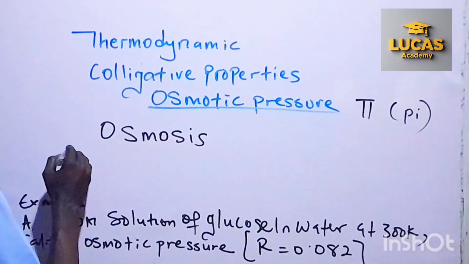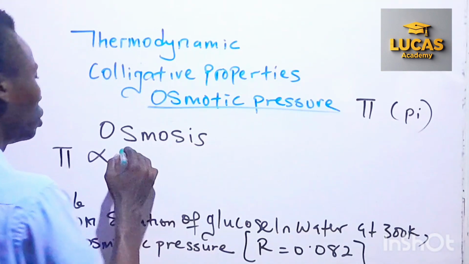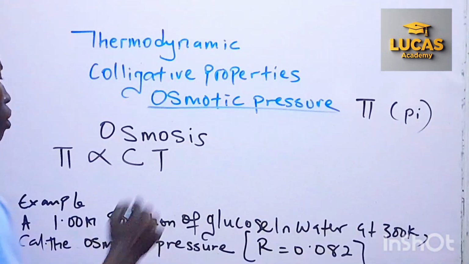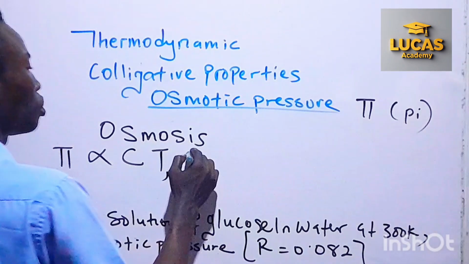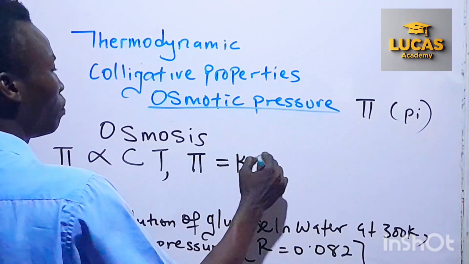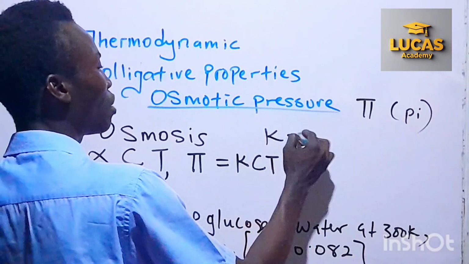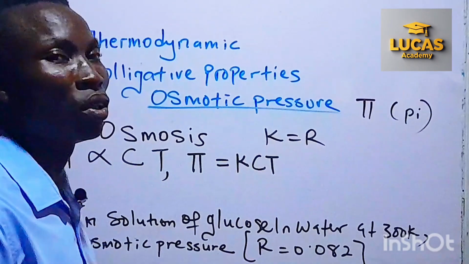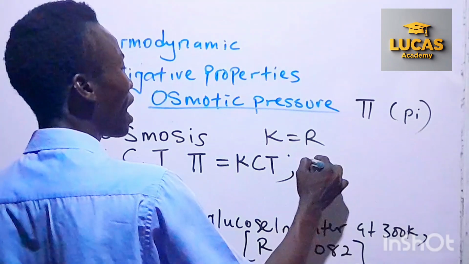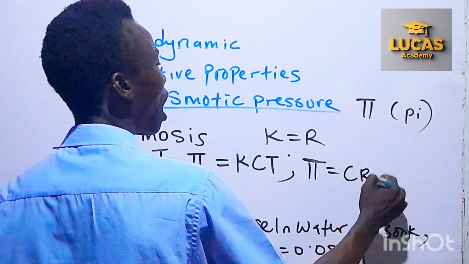So in that case, osmotic pressure, which is pi, is proportional to the concentration and the absolute temperature. Okay, so if you introduce a constant, what are you going to have? We are going to have osmotic pressure equals K followed by CT. But it should be noted that K equals R, which is called the gas constant. Then we rewrite this as pi, which is osmotic pressure, equals CRT.